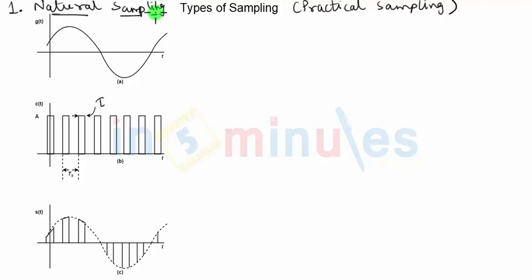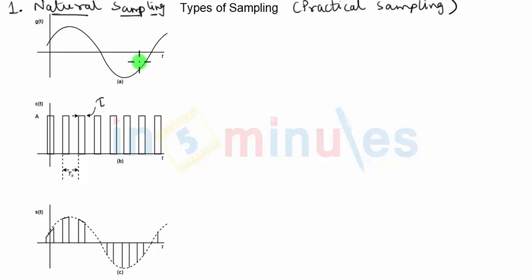So what happens in natural sampling? In natural sampling, we take the modulating signal, you can see a continuous time signal, and the sampling signal is the train of rectangular pulses this time. Each rectangular pulse will have the width of tau, and Ts is the gap between the two pulses. Now to obtain the sampled signal, we will adjust the amplitude of each and every rectangular pulse as per the amplitude of the modulating signal.